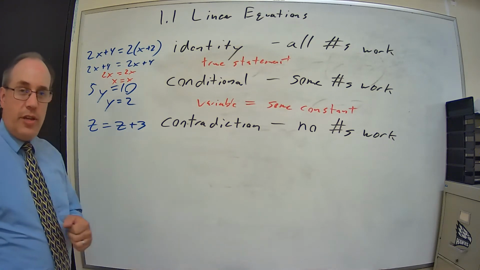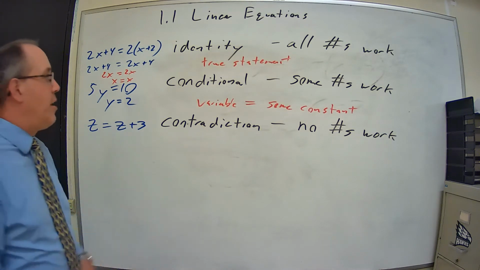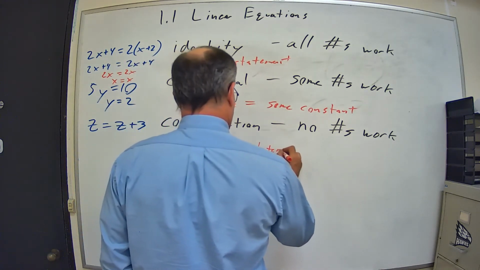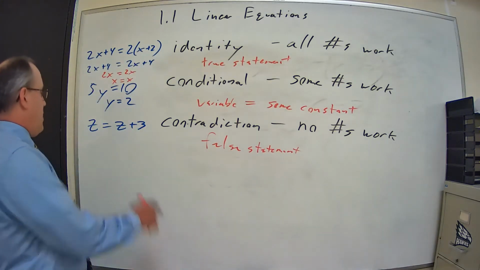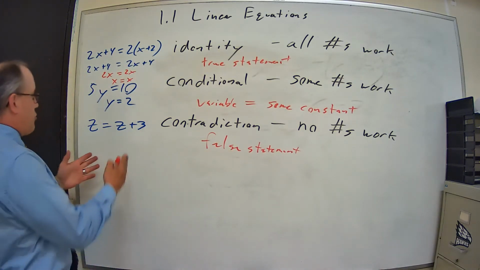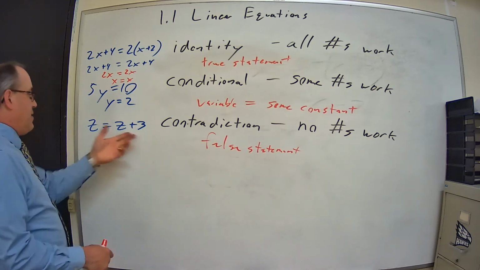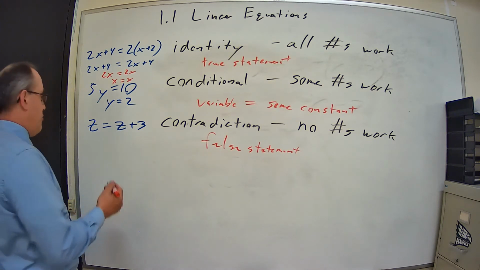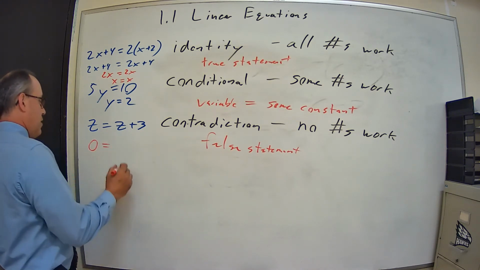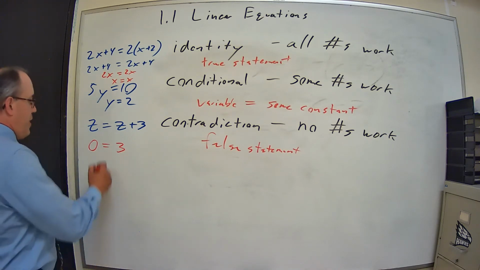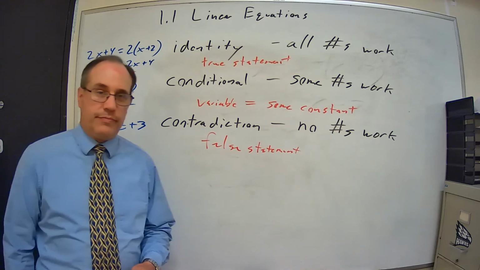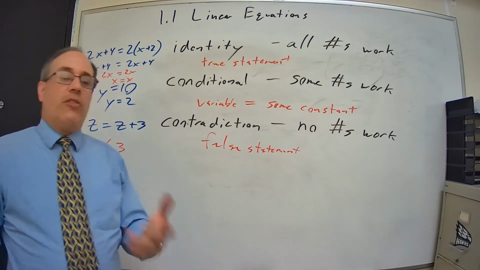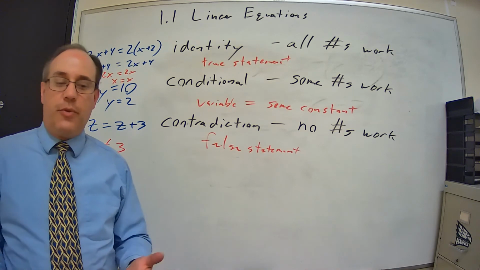A contradiction, what's going to happen is you're going to end up with a false statement. If I subtract z from both sides to get it over to the other side, I'm going to have z minus z is 0 is equal to 3. Well, that's not true. That's a false statement. So those are the possibilities. Let's try some and see what happens.